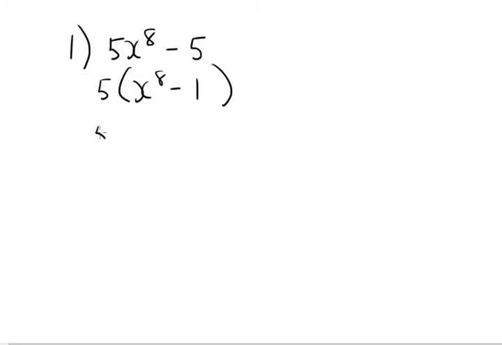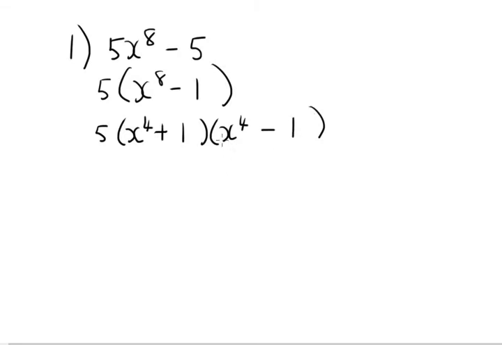So my answer here is going to be 5 times plus minus, so it's x to the power of, the square root of x to the power of 8 is x to the power of 4, right? Because if I take x to the power of 4 multiplied by x to the power of 4, I get back to x to the power of 8. Square root of 1 is going to be 1.